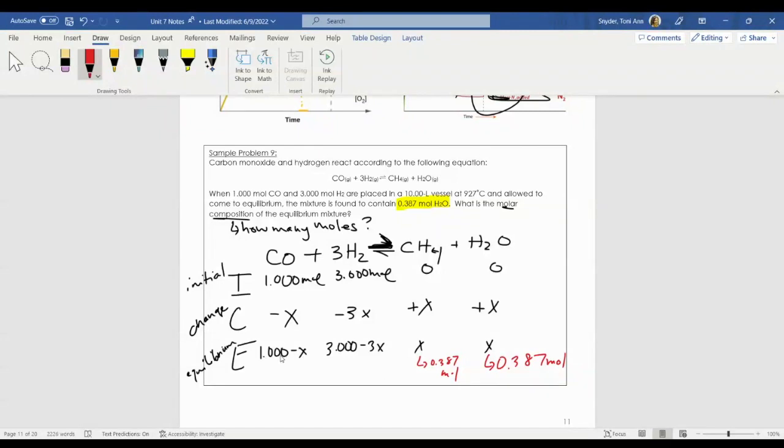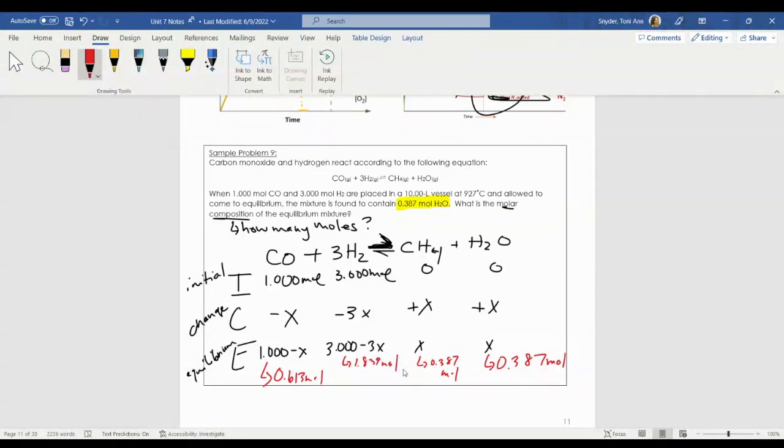And I can easily figure out how much carbon monoxide is there because if X is equal to 0.387, 1 minus 0.387 gives me 0.613 moles. And then for here, 3 minus 3X gives me a value. If I plug in that value for X, I get 1.839 moles.